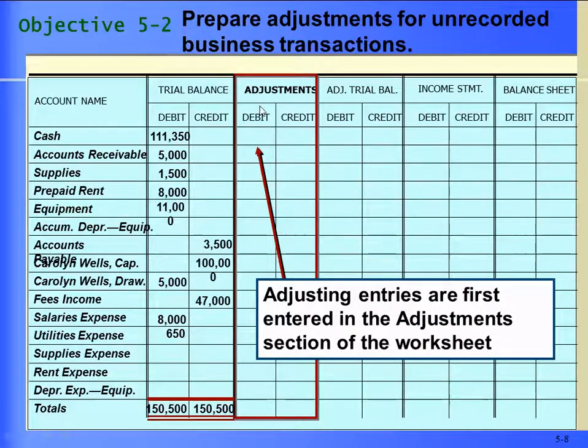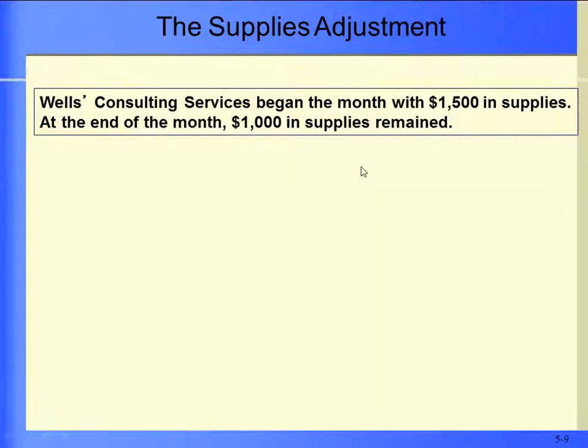So the adjustments. The next column is called the adjustments column. At the end of every month, we have to account for unrecorded transactions. So far, from what we read in the textbook, we have to account for depreciation, prepaid rent, supplies, or I should say not prepaid supplies, but just supplies in general. So we're going to account for those here, and we'll see how we account for those.